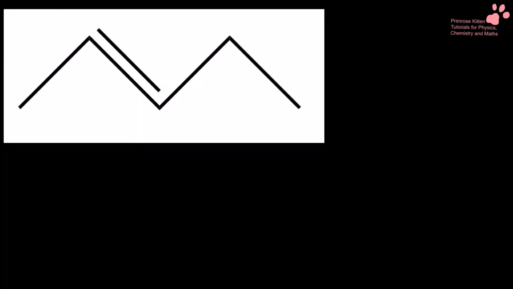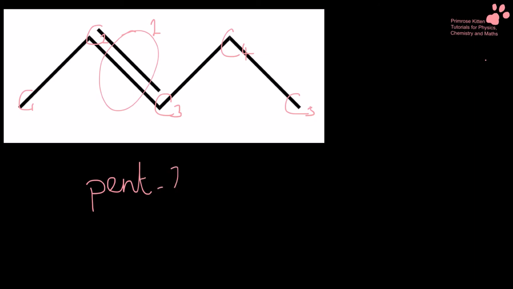Name this one. Here we have carbon, carbon, carbon, carbon, carbon. This is our functional group, our double bond in here, which we number, and that is on carbon 2. So this is pent-2-ene.